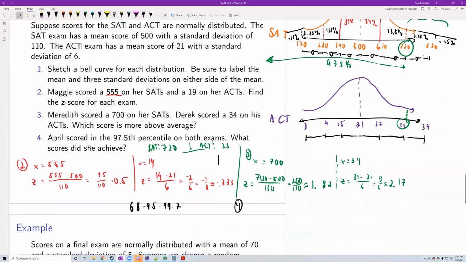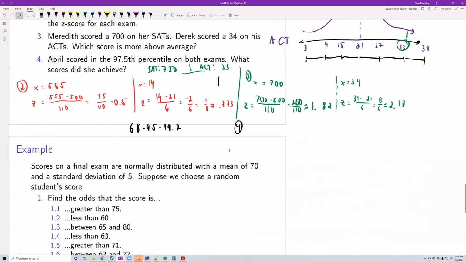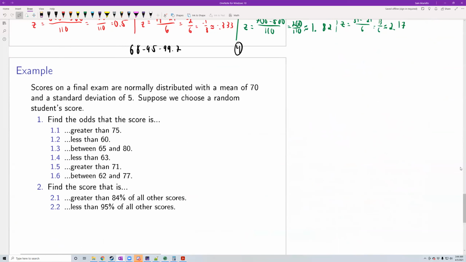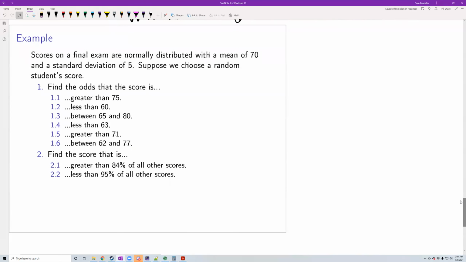Let's do another example dealing with standard deviations. Let's look this time perhaps at the score of a final exam for a regular class, graded on a standard scale from 0 to 100. So in this case, the mean is 70. That's usually what we expect for an exam of this type. Standard deviation is 5. Supposing that we choose a random score, we want to find the odds that the score is within certain possible ranges. We can use that specific graph to come up with probabilities.